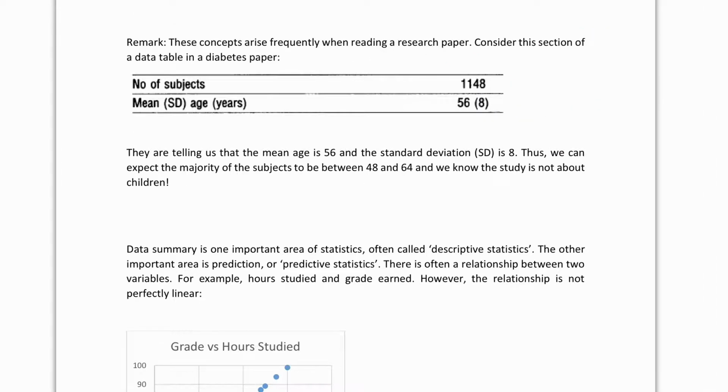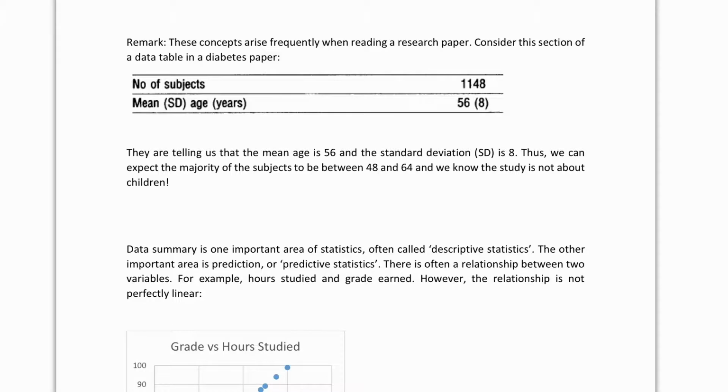Now, it's important to know these statistical concepts because they arise frequently when reading any kind of scientific literature. So here's a research paper, and we have a data table talking about diabetes. So it says number of subjects, 1,148, mean, bracket SD, age, bracket years. So the 56 is the mean or the average age of the participants, and SD means standard deviation. So they're telling us that the mean age is 56 and the standard deviation is 8.